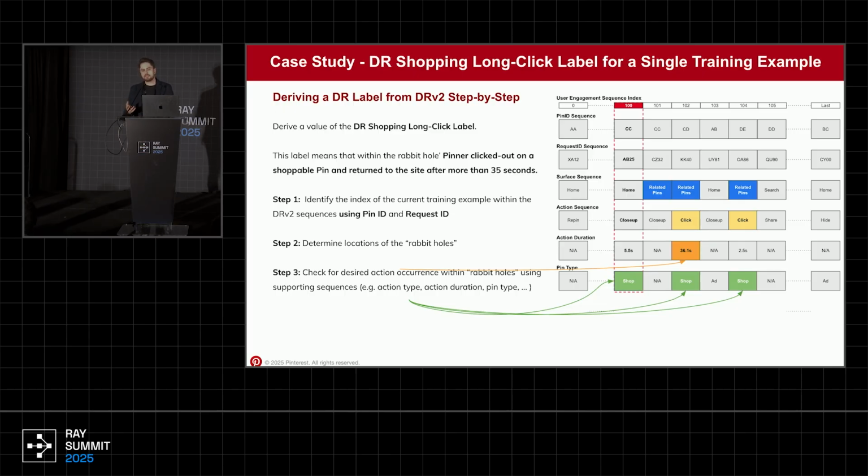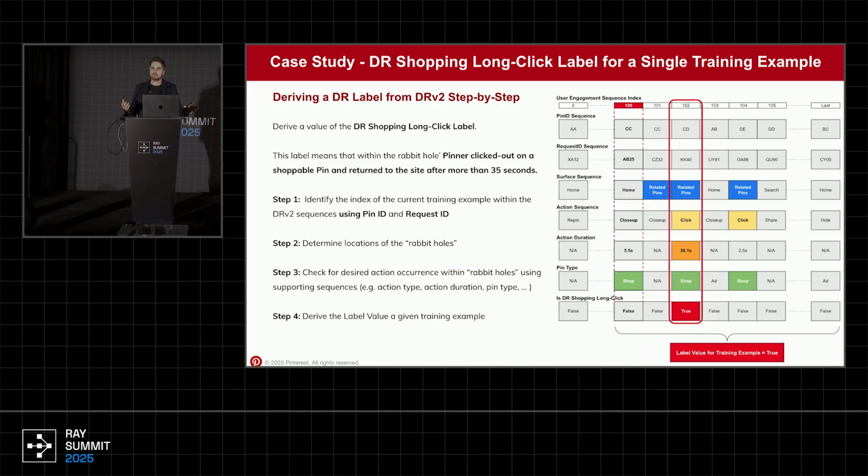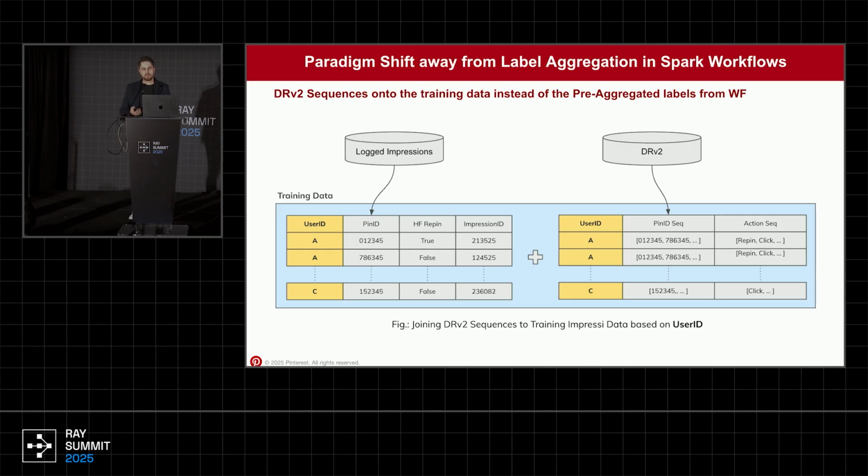And you can immediately see that you can think about this in terms of a Boolean masking paradigm. If you just take an intersection of these masks and you get an example that meets all the conditions, you can derive the label. So you can derive these labels in a vectorized fashion using these sequences. And this is really beautiful. It's also beautiful for implementation. So what we did after is we moved away from the Spark job that was doing these self-joins with the logged impressions, and we replaced it completely with just joining the DRV2 sequences based on user ID onto our training data. Well, a question you may ask now is, what does this all mean?